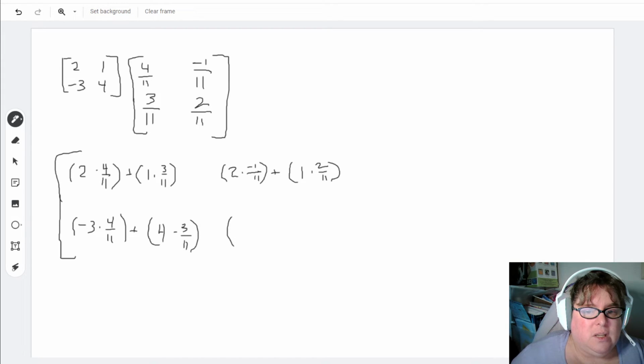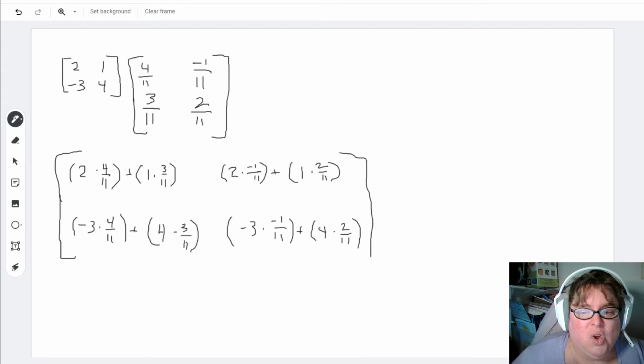And this is negative 3 times negative 1 over 11 plus, oops, excuse me, sorry, 4 times 2 over 11. So I just realized this, I don't know if I explained this before.